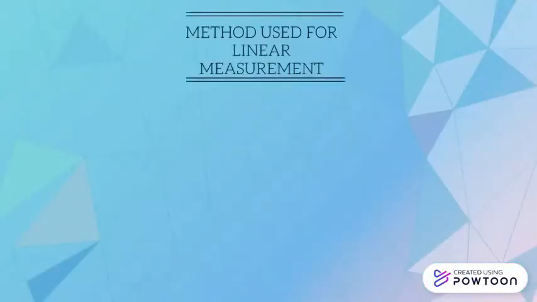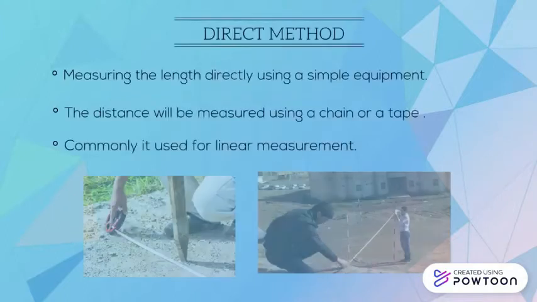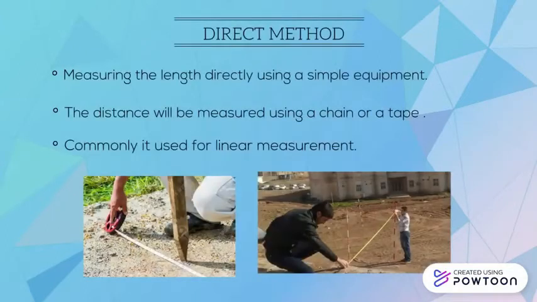There are 3 methods used for linear measurement. The first one is the direct method. Second, the optical method. 3. EDM method or indirect method. The direct method is measuring the length directly using simple equipment.